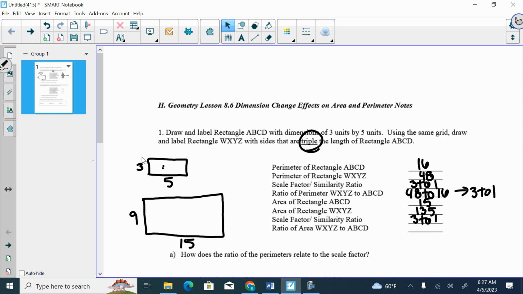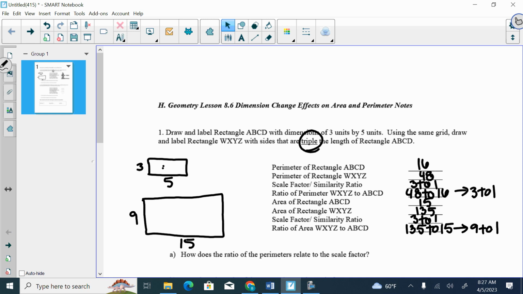But then they ask for a ratio of the areas. So my areas would have been 135 to 15. Can I simplify 135 to 15? What is it? 9 to 1. Very good.